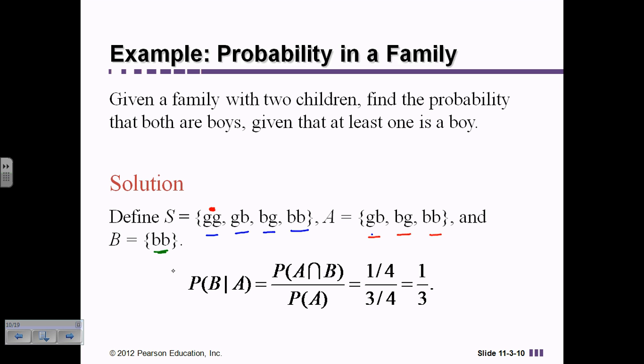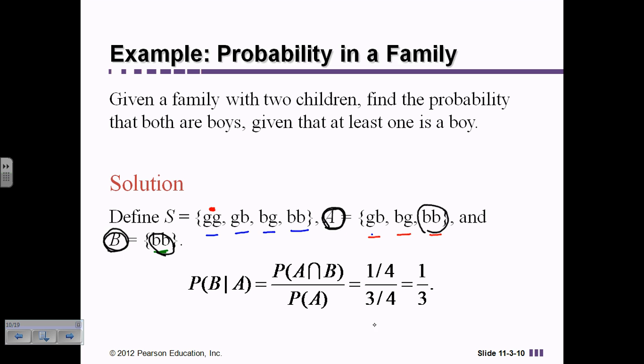Okay, so let's look at this. If I look at this case here, B, and I look at case A, and I figure out what do they have in common, the only thing they have in common is one case. They have this one case of boy, boy in common. So there's a 1 in 4 chance, given that overlap, that it's a boy and a boy. Now the probability of A is 3/4, right? Because I have 3 cases in A out of 4 total possibilities.